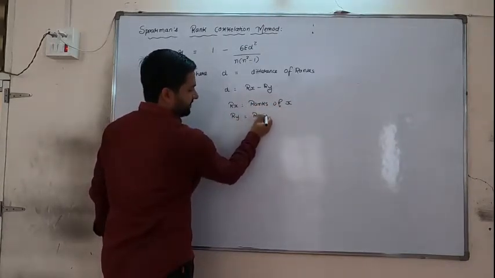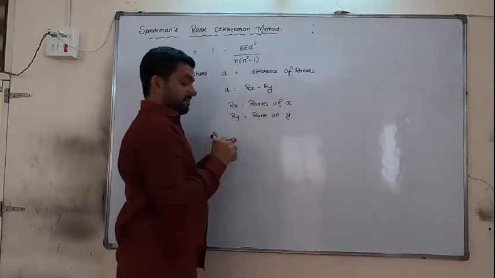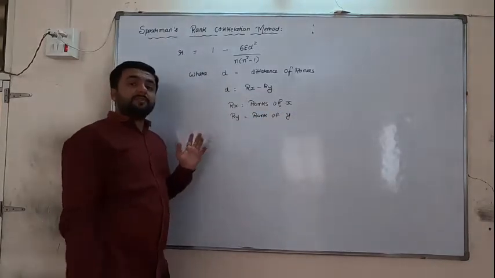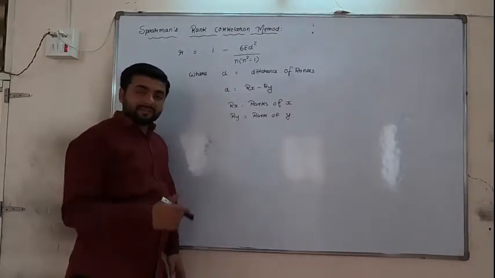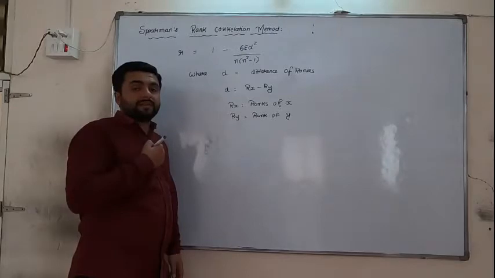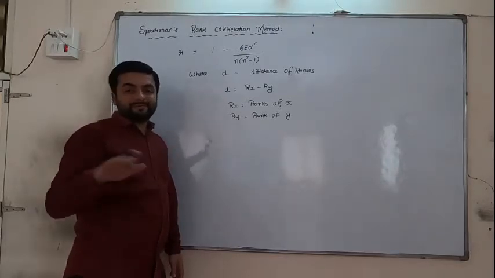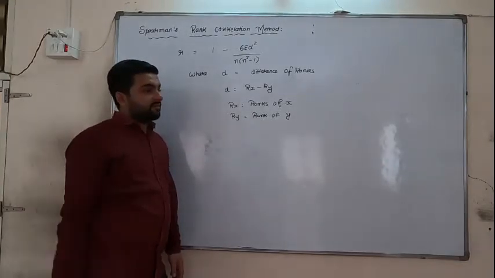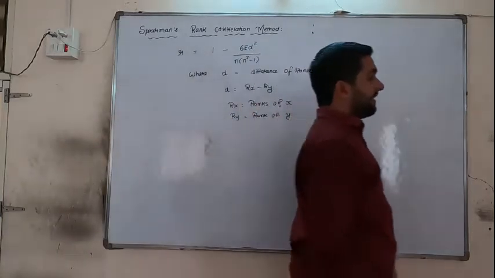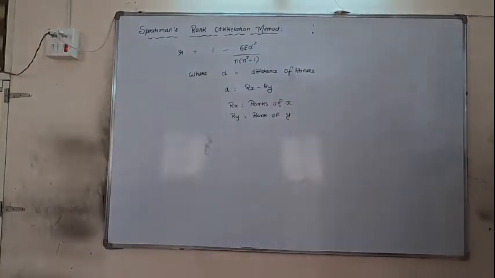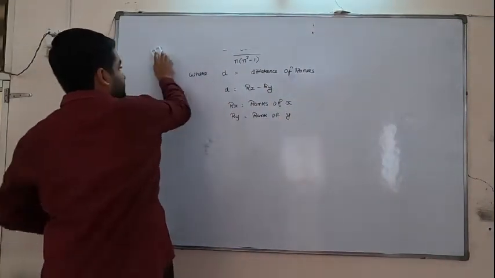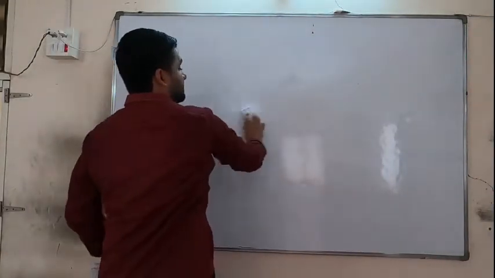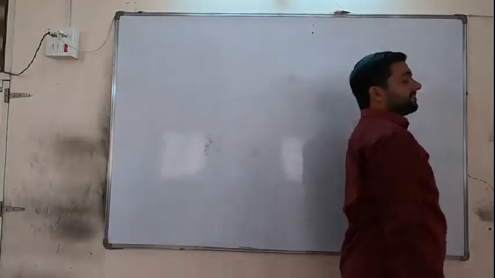Ry is the ranks of Y. This is a very good thing: you will be asked only such sums where ranks are given in the exam. There are sums where ranks are not given and we have to give the rank, but those sums have been cut short from your course. Okay, so going directly to exercise 2.3, write this formula. Now first we will discuss all the sums, which sums are to be done and which are not to be done.